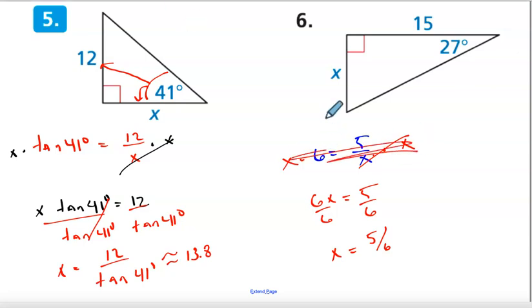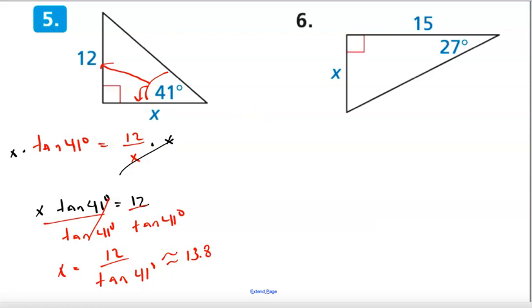Alright, so I'm going to get rid of this, and now I'm going to do the next one here. We have the tangent of 27 degrees is equal to the opposite over the adjacent. Right, we're not using the hypotenuse for the tangent ratio. And this one's actually going to be easier.